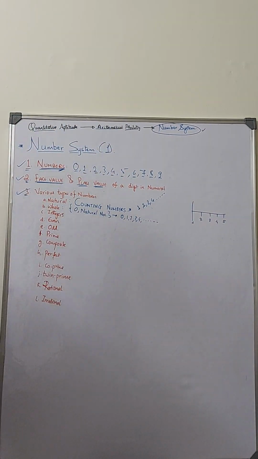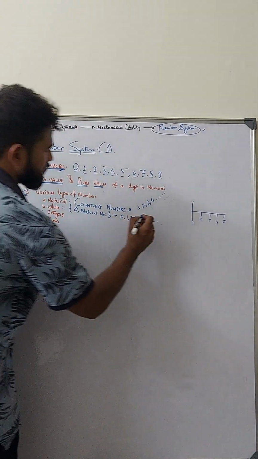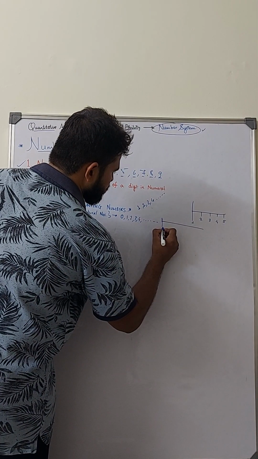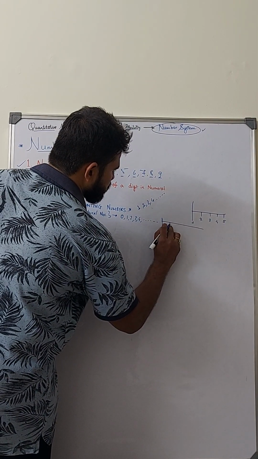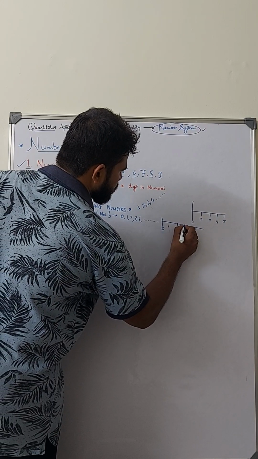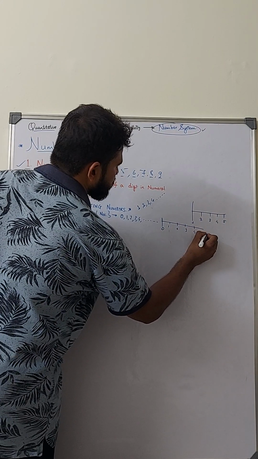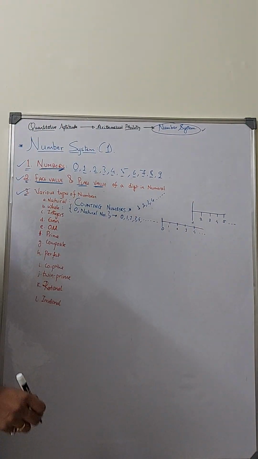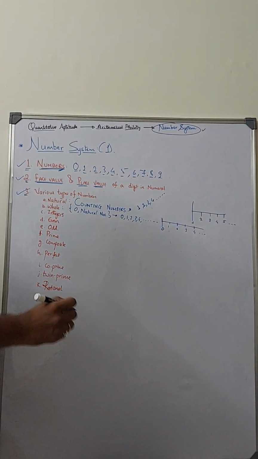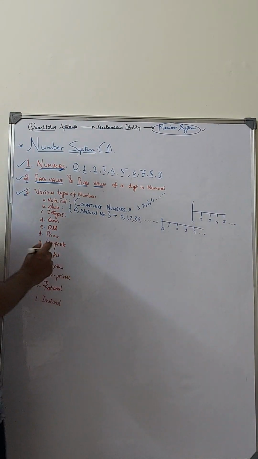Okay. These are the natural numbers. For whole numbers, start with 0, then 1, 2, 3, 4, and so on. Similarly, for integers, what are integers?